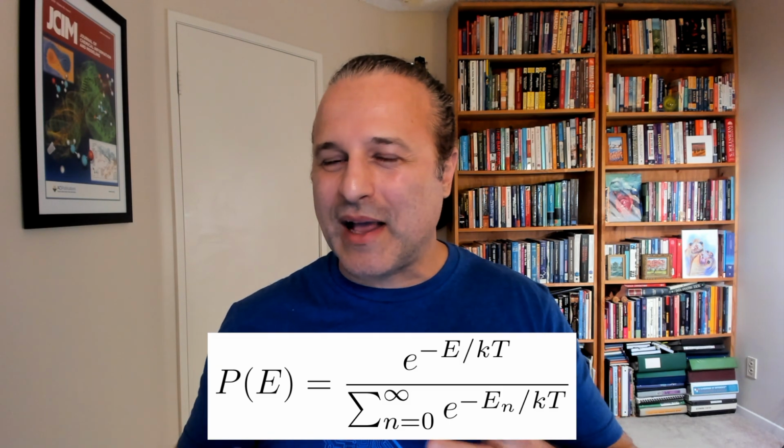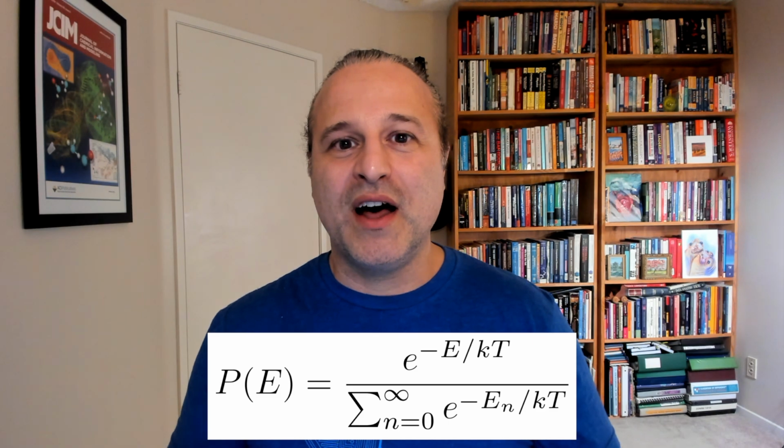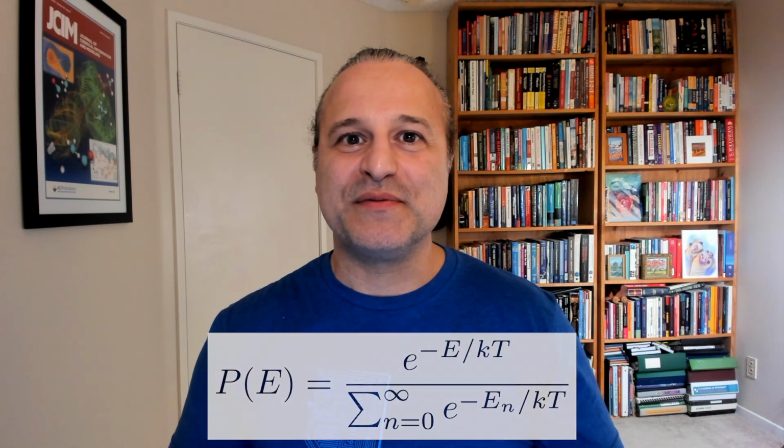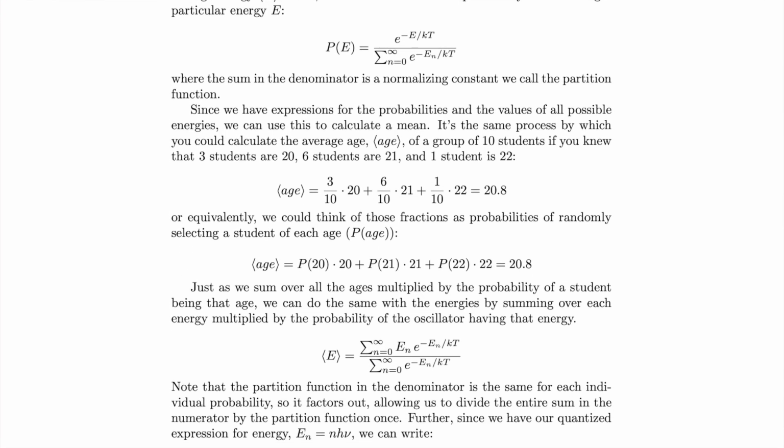But maybe it's a little abstract to think about these energies. So let's look at a much simpler example. Let's say we have a group of students, and in that group of students, I want to know what the average age is. We've got 3 students who are 20 years old, 6 students who are 21, and 1 student who is 22 years old. So that's 10 students total.